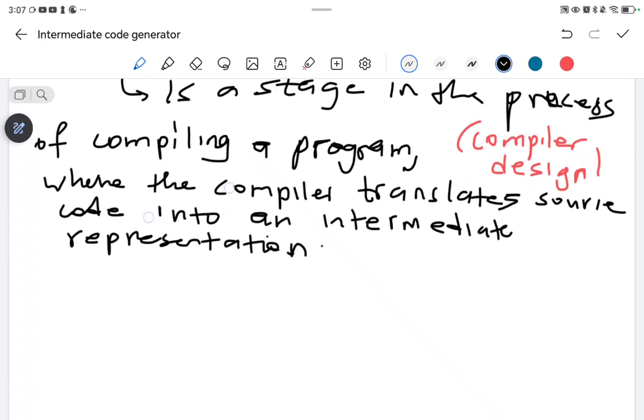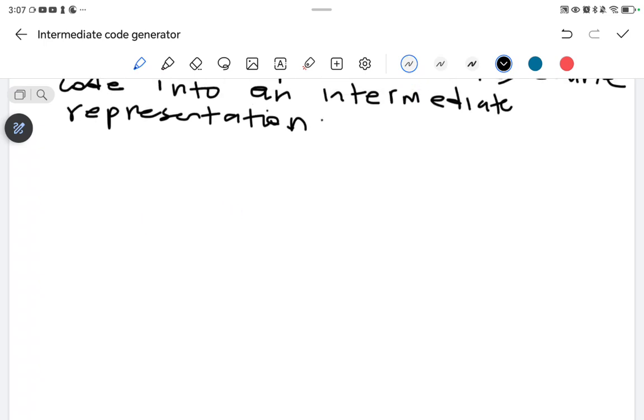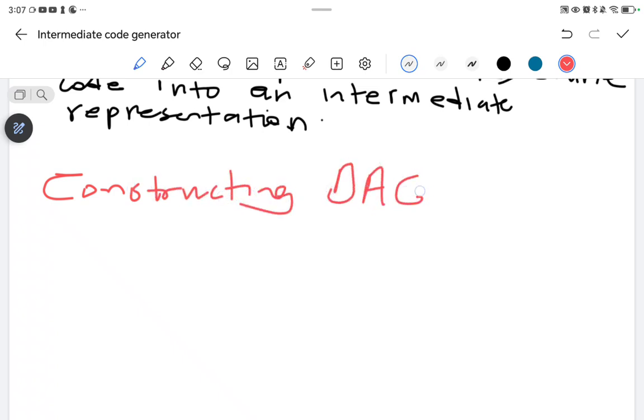Now I think we can look at DAG. The first thing that I want us to look at is constructing DAG. I'm sure we all know what is meant by DAG. If you don't know what is meant by DAG, you should consult your notes.